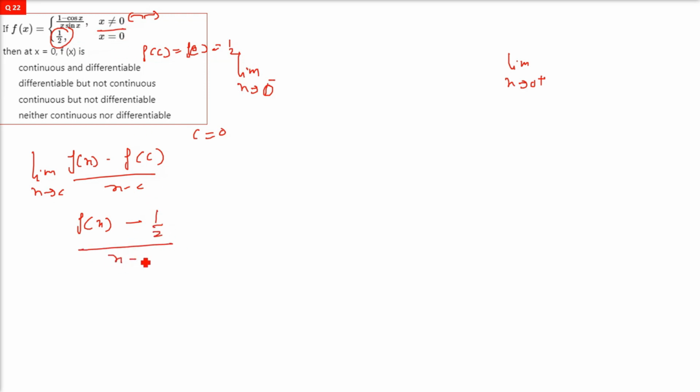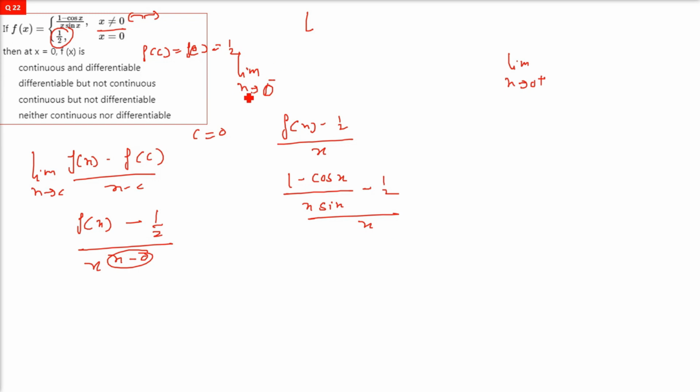Now x minus c is what? 0. So you can just have x. So the final function will be f(x) minus half, divided by x. The same thing on the right also, that is the left hand derivative and right hand derivative. So what you can do here is, this is 1 minus cos x by x sin x that you have to put in place of f(x), minus half divided by x. Now you can apply the limit, that is 0 minus h, 0 plus h you can use, but you'll see you won't require it. I'll just show you how you can get it done without using that.